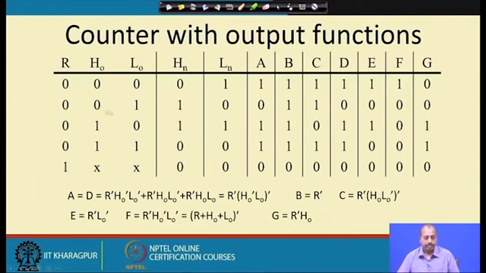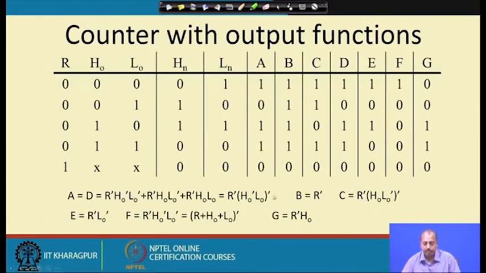Next, at the state 0 1, we have to display 1, accordingly segments B and C should be turned on and the rest of the segments should be turned off or put 0. So, this way we can write down the truth table for A, B, C, D, E, F, G and then do a minimization. So, A and D are similar and this is the expression for A and D, B equal to R dash, C equal to this one and E equal to this.